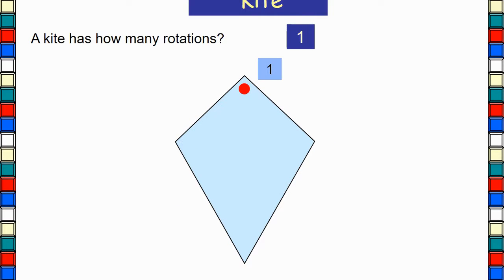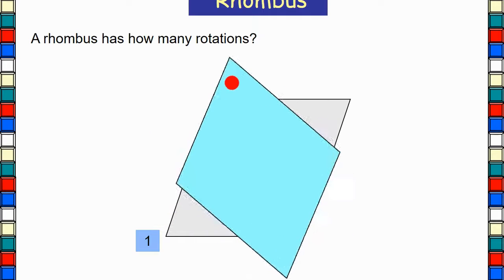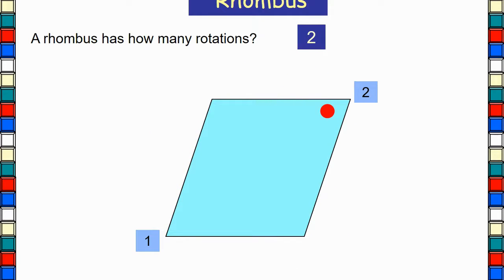So here we go. A rhombus. This is a parallelogram where all the sides are the same length. A rhombus is defined by any four-sided shape where all of the side lengths are the same. We get 1, 2. So it's something to keep in mind, right? We've got the sides are the same, but we've got different interior angles. And so we have two sets of two angles.